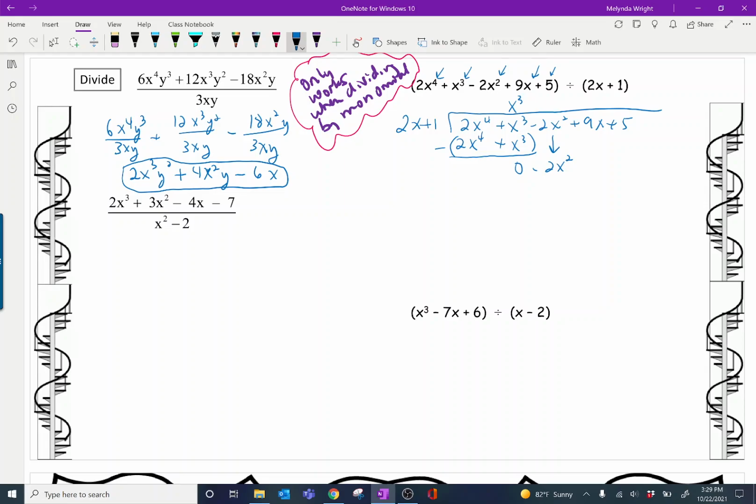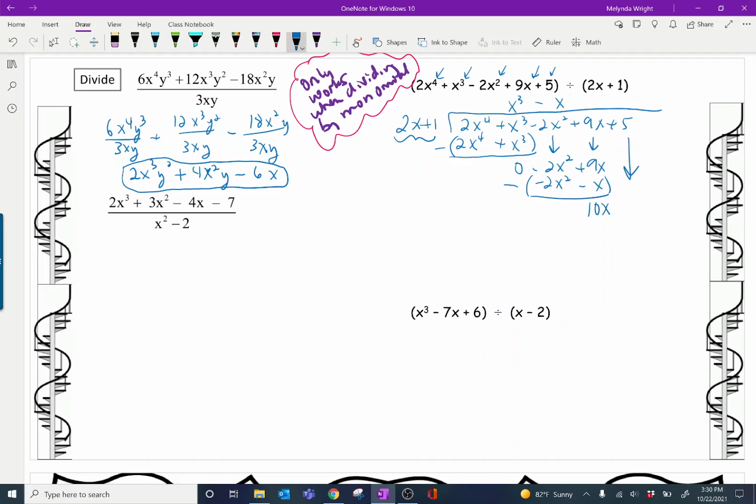We should probably go ahead and bring another term down because I have 2 here. So let's bring down a 9x. All right, here we go again. So 2x goes into negative 2x squared. Negative x times 2x is negative 2x squared. Negative x times 1 is negative x. Here we go, we're subtracting. That goes to 0. Negative 2x squared minus a negative 2x squared is 0. So 9x minus a negative x. 9x minus a negative means plus, so 9x plus x is 10x.